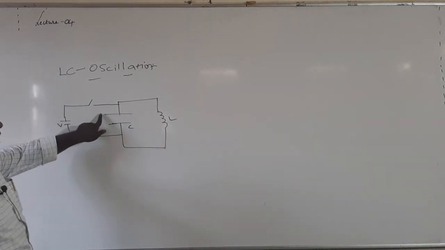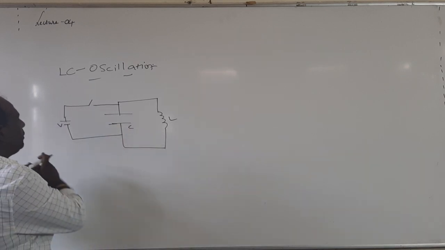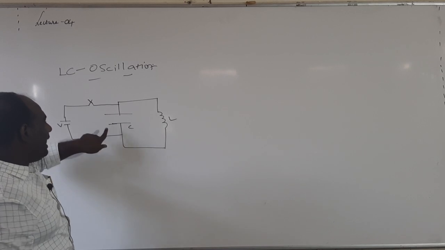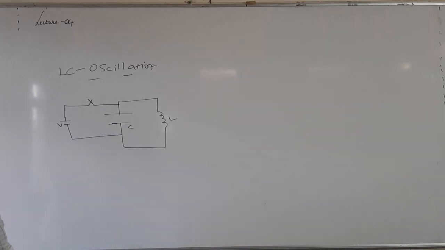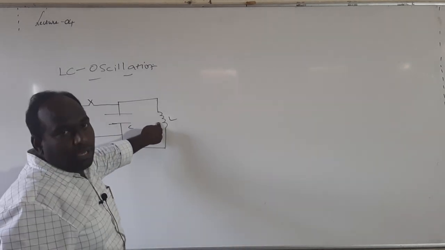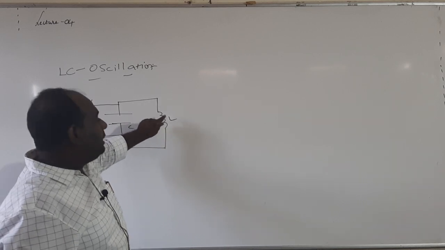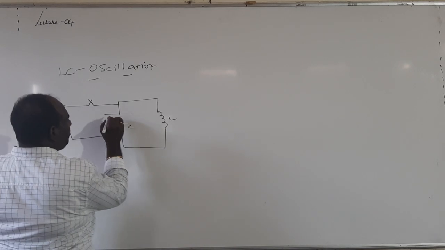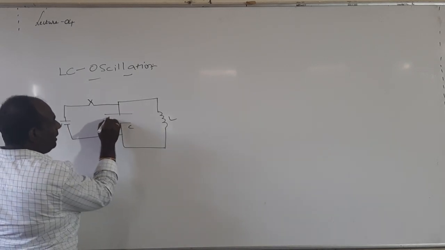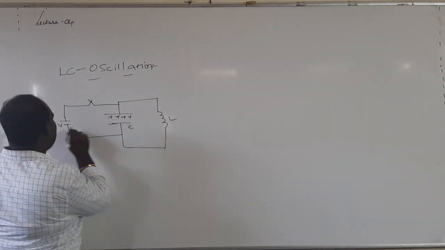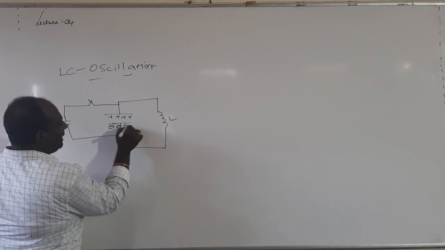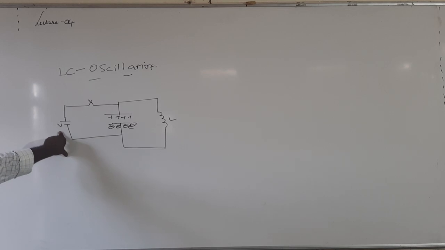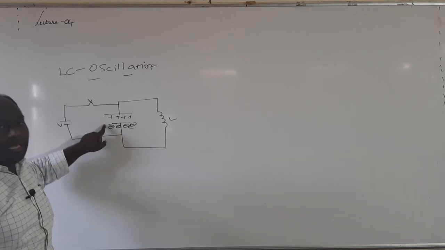If key is closed like this, then what will happen? The total energy is stored in the capacitor. Inductor opposes the growth or decay of charge. That means no current flows through the inductor. The total charge keeps on flowing onto the capacitor. As a result, one plate gets positive charge, the other plate gets negative. So the total energy of the battery is stored in the capacitor.